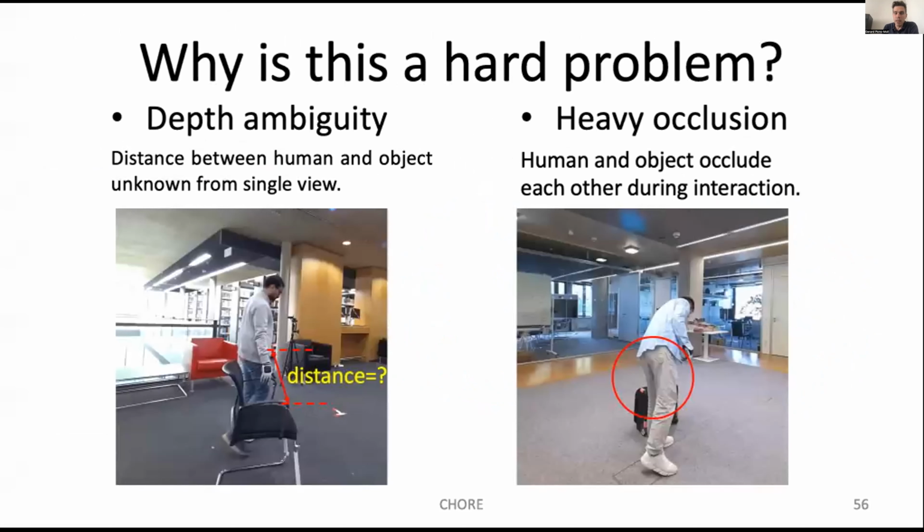So basically, from single images, the challenges are quite different and the problem is much more difficult. The first challenge is that you have a lot of depth ambiguity. You don't know how far the person is. And in this case, you don't know how far the person is from the object. You have sometimes heavy occlusions, so the person is completely occluding the object, making the reconstruction really difficult.